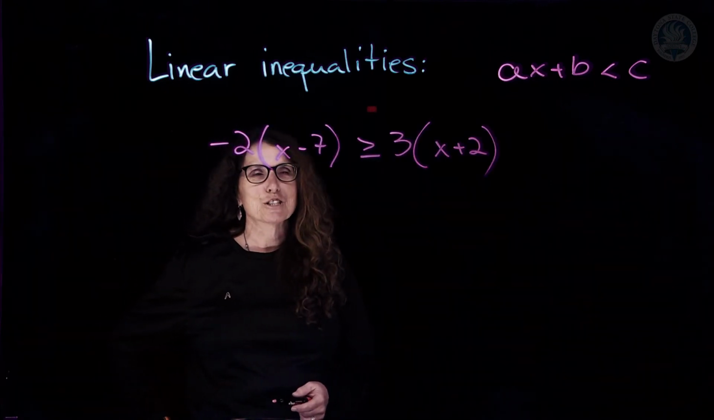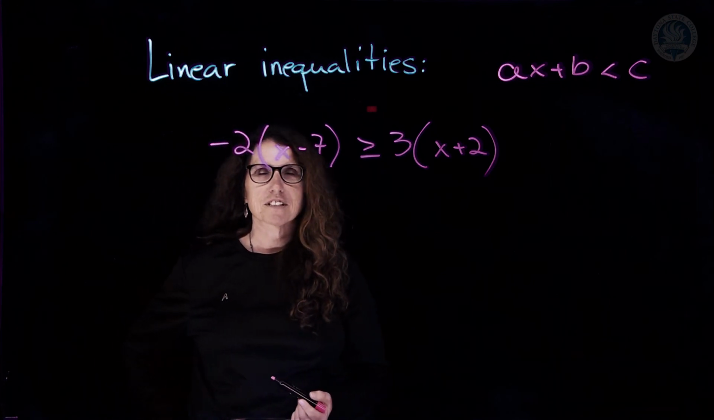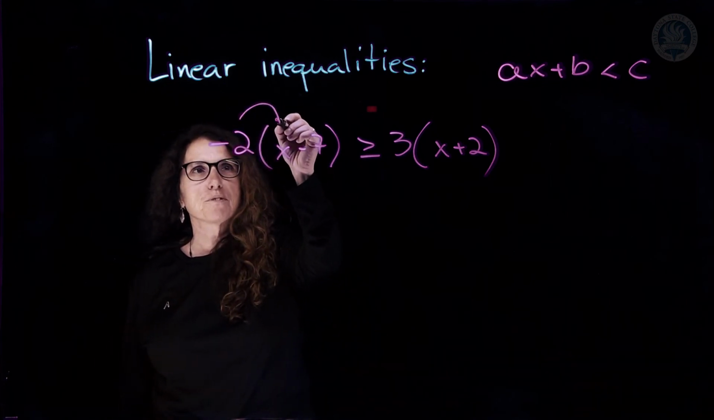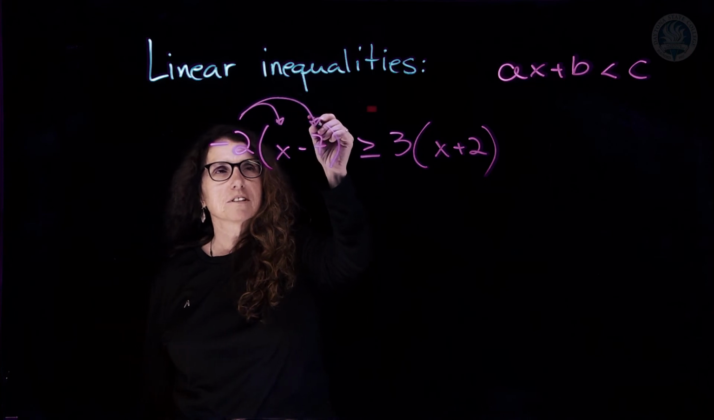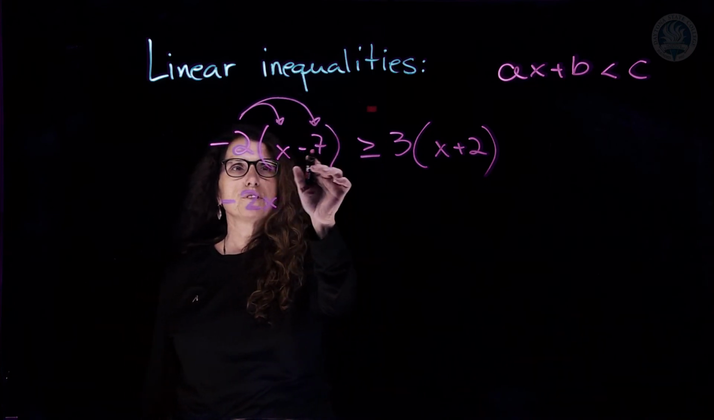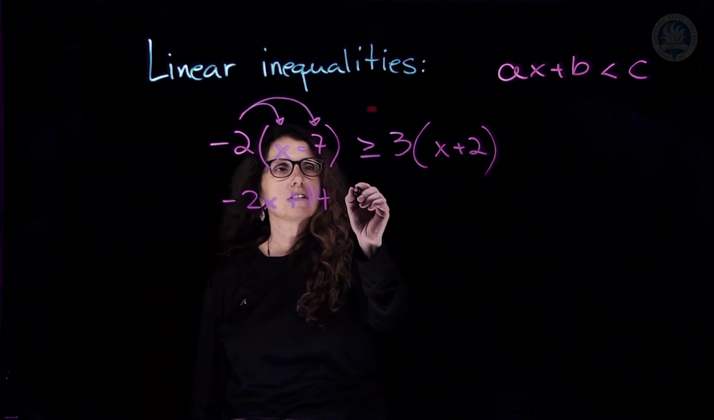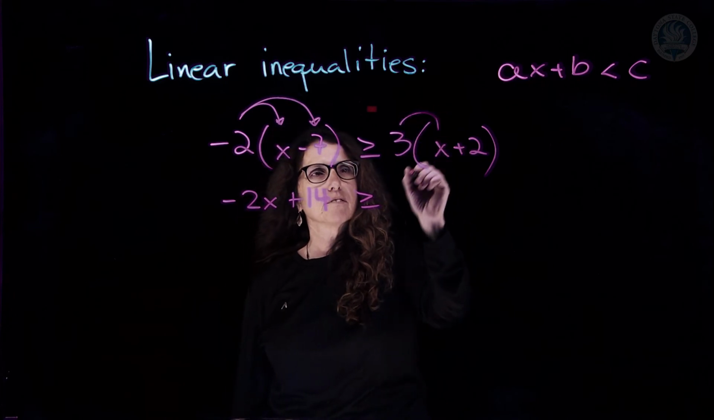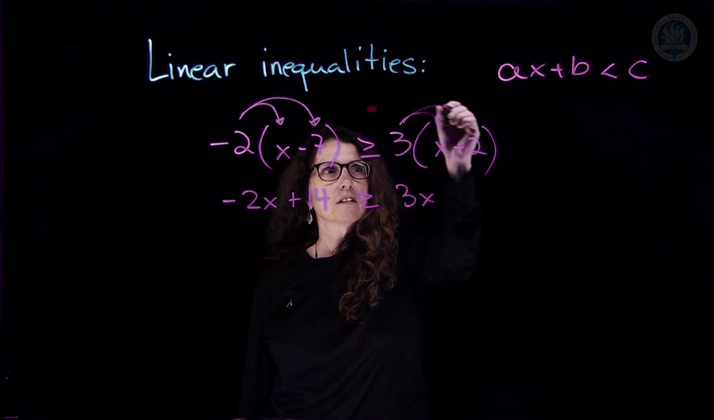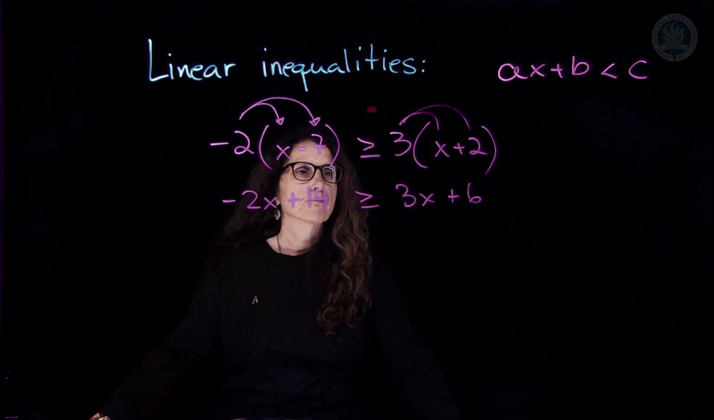Let's take a look at one more inequality. We have to solve it just like a linear equation. We distribute the -2. We need to clear the parentheses. -2x, -2 times -7 is +14, so plus 14 is greater than or equal to 3x, 3 times 2 is 6, plus 6.